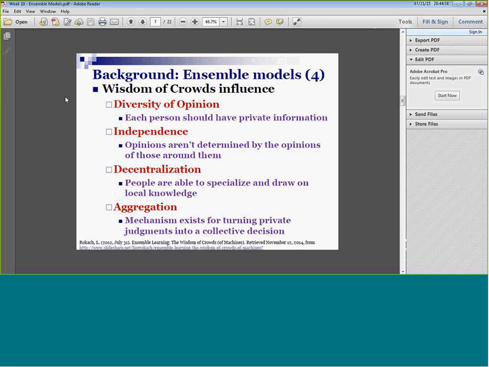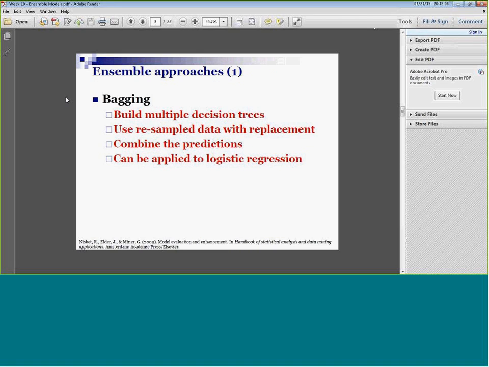So again, I would recommend Dean Abbott's book that just came out a couple of months ago. It's an excellent book, really easy to read, but quite thorough. Anyway, the ensemble approaches that are out there that are very popular include bagging, where you build multiple decision trees using resampled data with replacement. In other words, you build a sample, put the data back in, build another one, and you apply the predictions.